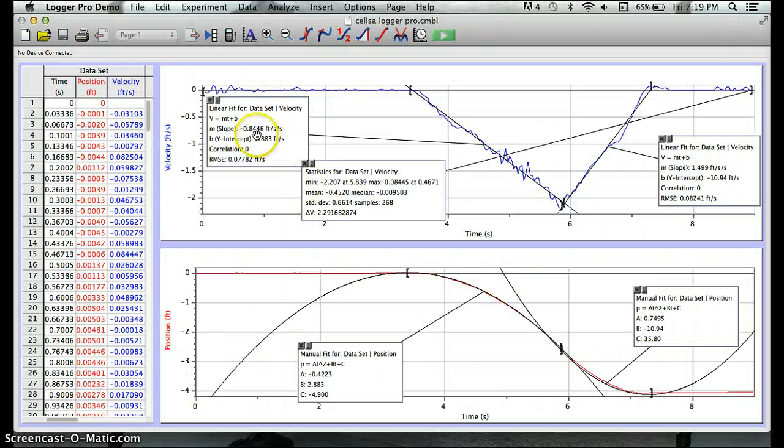Okay, next from this graph, we are going to find the acceleration. So we did the linear fit for when the car was speeding up, and the acceleration is negative 0.8446 feet per second squared, and the acceleration for when the car is slowing down is 1.499 feet per second squared.